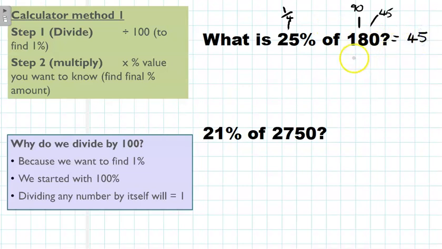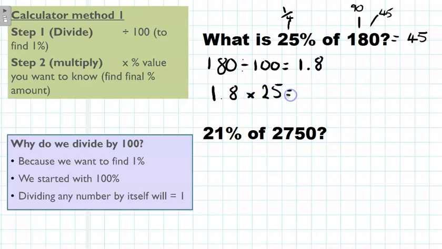But I'm going to test it now, using the calculator method. My first step, I'm going to take 180 and divide it by 100 to get 1% of this amount. So 180 divided by 100 on my calculator gives me the answer 1.8. I need to know 25%, so I'm going to take this 1% and multiply it by 25 because that's how much I need. 1.8 times 25. If I type that into my calculator, the answer I get back is, thankfully, what I found out the other way: 45. So that is a quick way that you can calculate a percentage using the calculator.